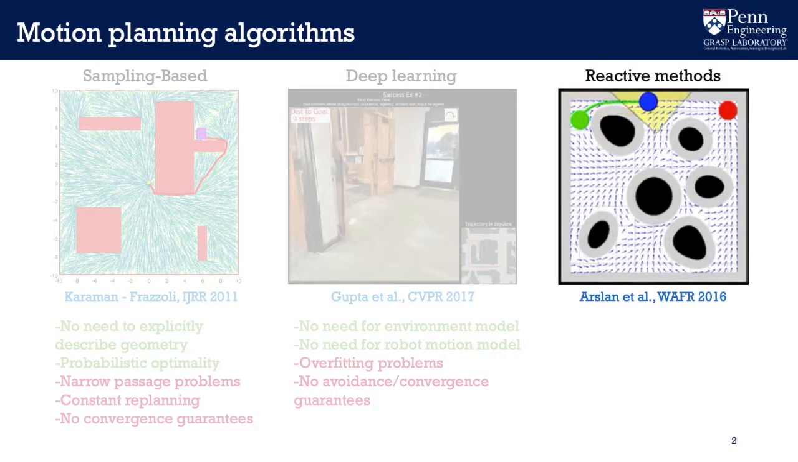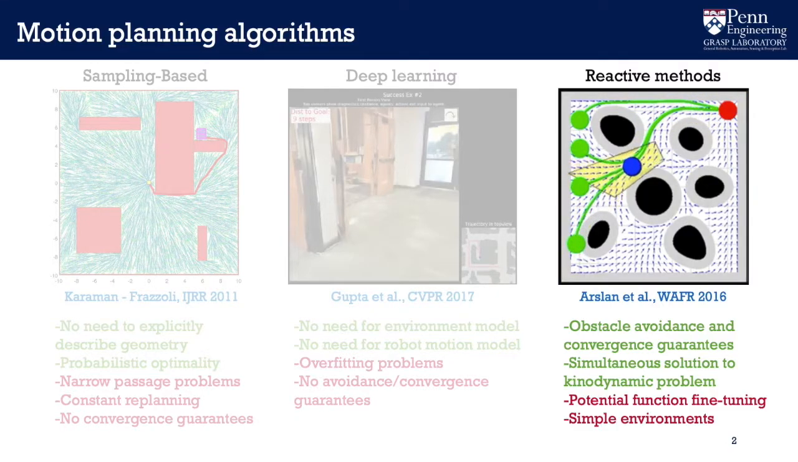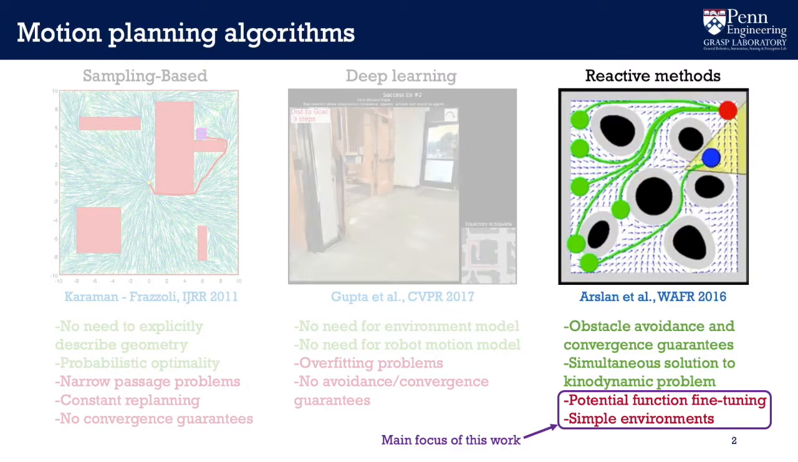Instead, this work focuses on reactive vector field-based methods that provide obstacle avoidance and convergence guarantees, while at the same time solving the kinodynamic problem of finding appropriate inputs to the robot. Despite their advantages, these methods usually require significant offline tuning of potential functions, or are limited to simple unknown environments with only convex obstacles. Our work provides solutions that address these two problems.